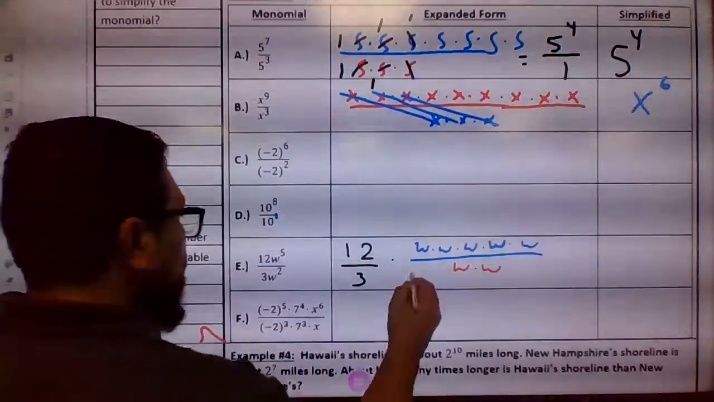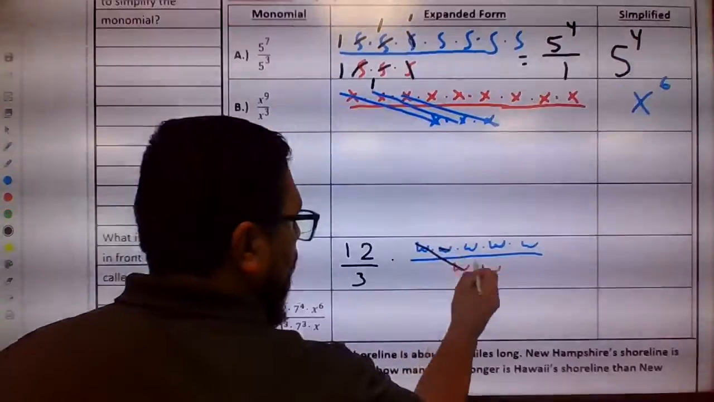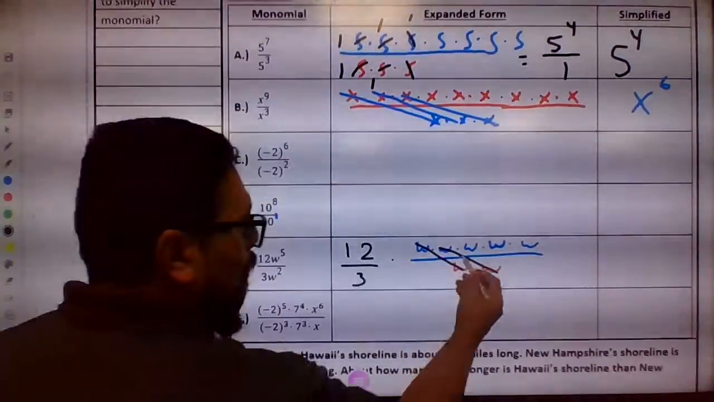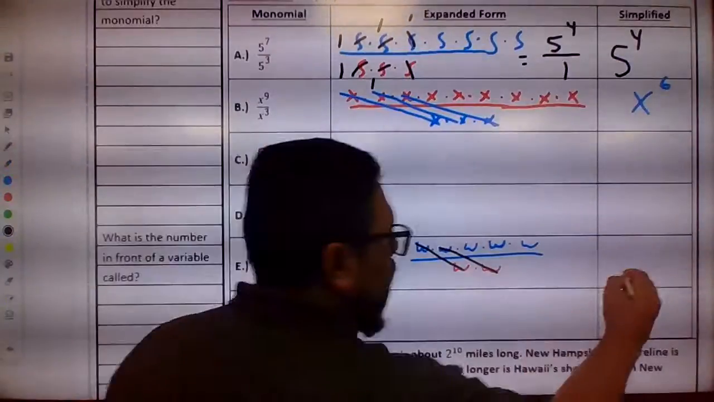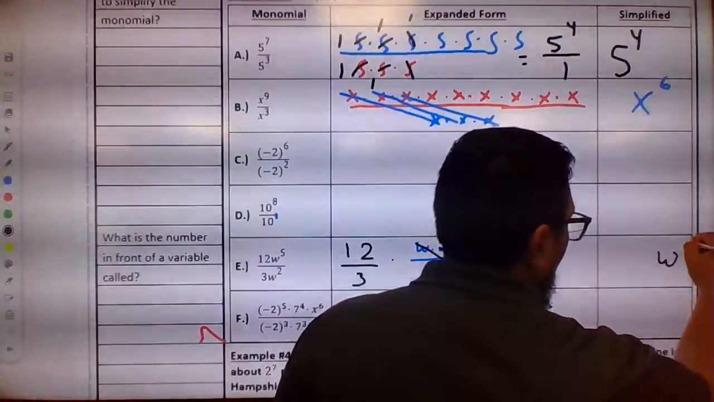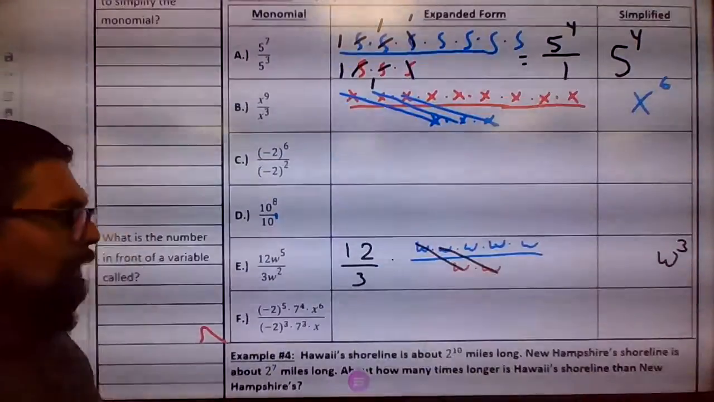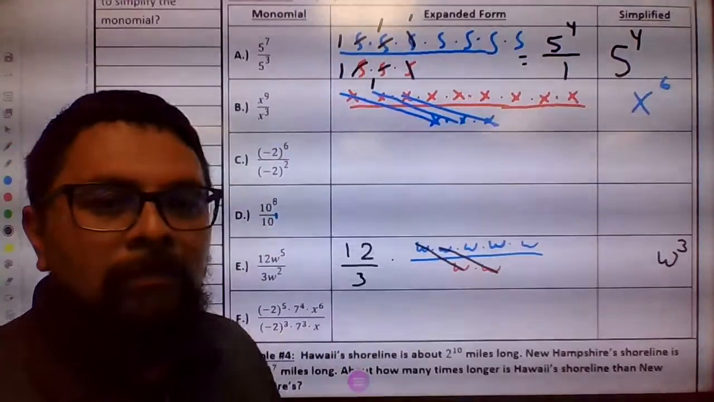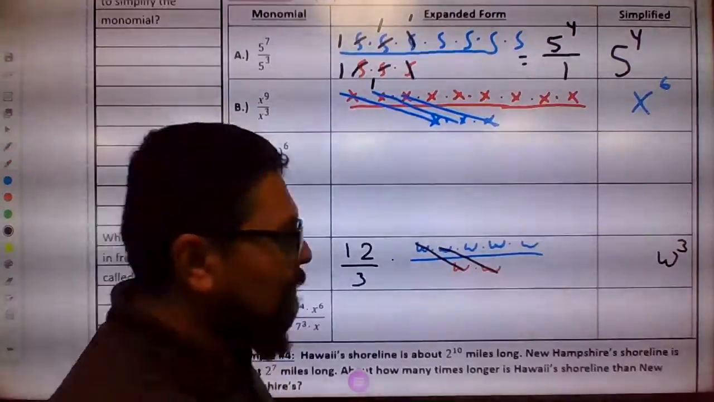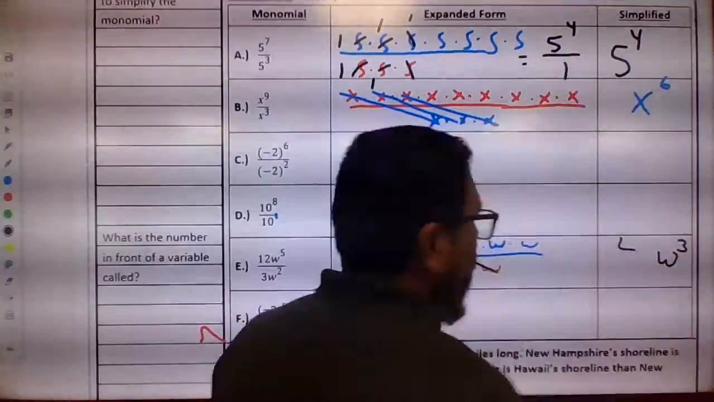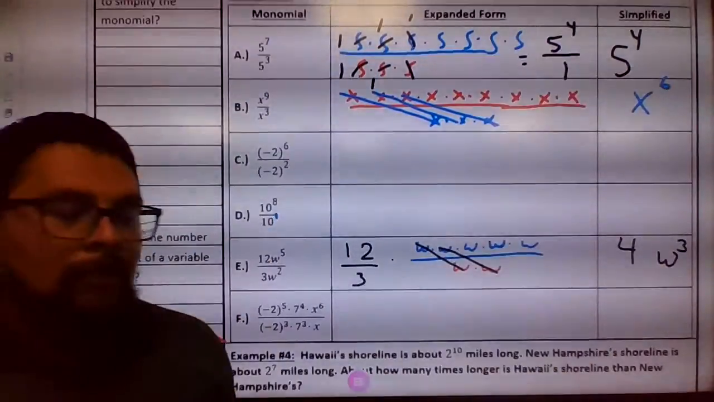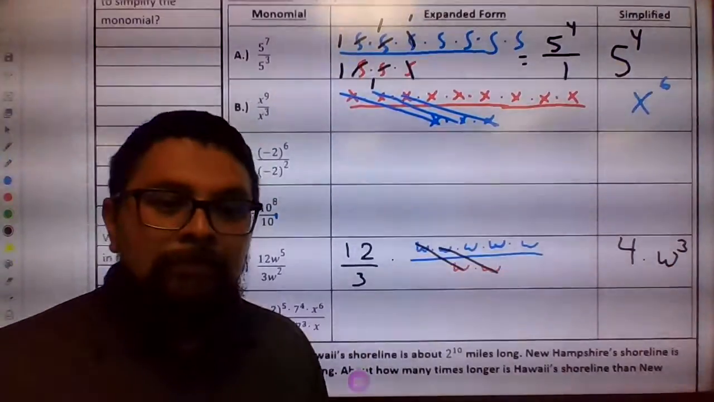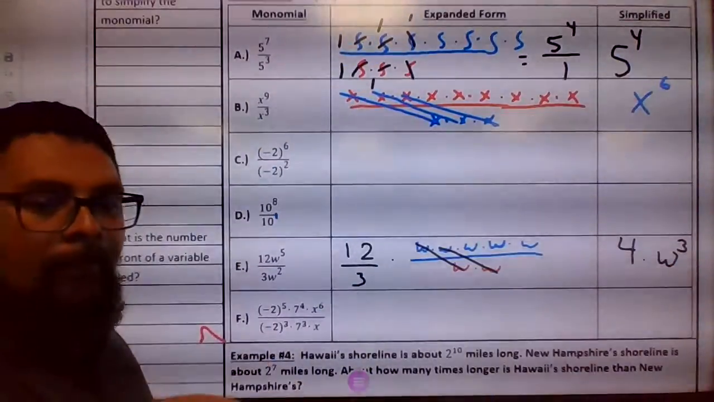Okay, so again, we cross this off, we cross this off. So what do we have on top? 1, 2, 3. We have 3 W's. And now, guys, what's 12 divided by 3? 4, right? So there's your answer. It's 4w cubed. We're done. Okay, let's go ahead and go on to F.